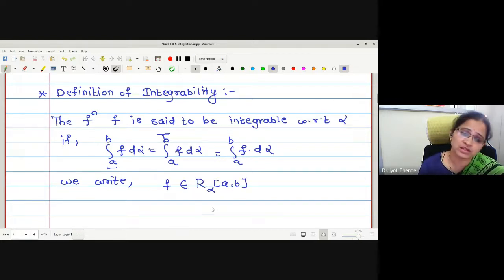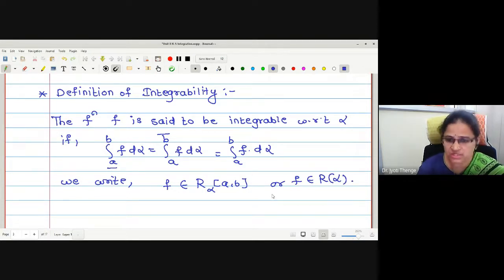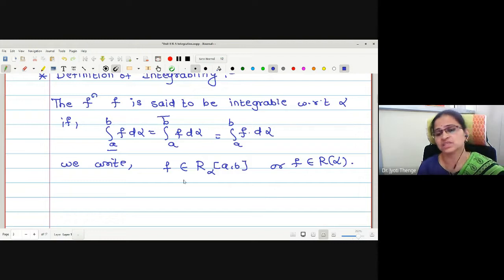For Riemann integration, we have written R of AB, no? Here it is R alpha we have written. This R does not mean real numbers. This is Riemann integration. Therefore, this is a collection. R alpha of AB is the collection of Riemann integrable functions over the closed interval A to B. Is that okay?